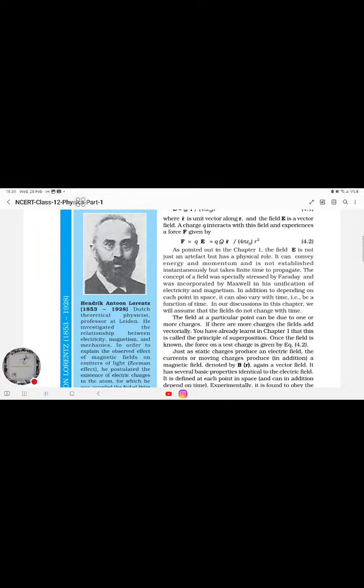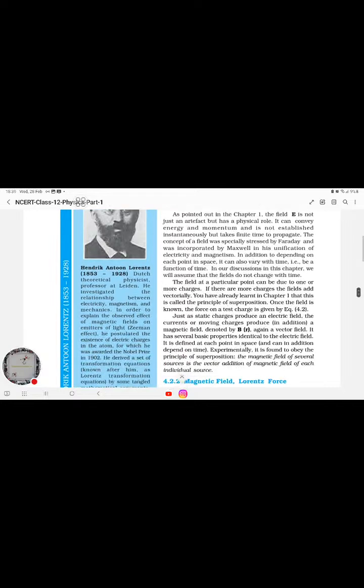The concept of a field was specially stressed by Faraday and was incorporated by Maxwell in his unification of electricity and magnetism. So basically, the concept of the field was created by Faraday when he was trying to formulate the law for electrolysis, and it was incorporated by Maxwell. So Maxwell made use of this in electricity and magnetism. So it is really important to know various aspects of what we are learning so that it can be used for unification of various things.